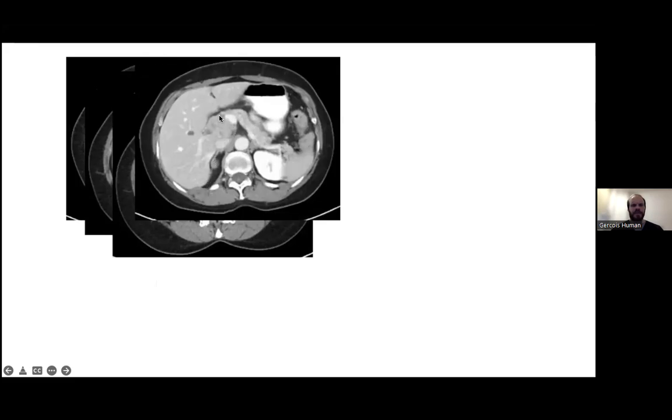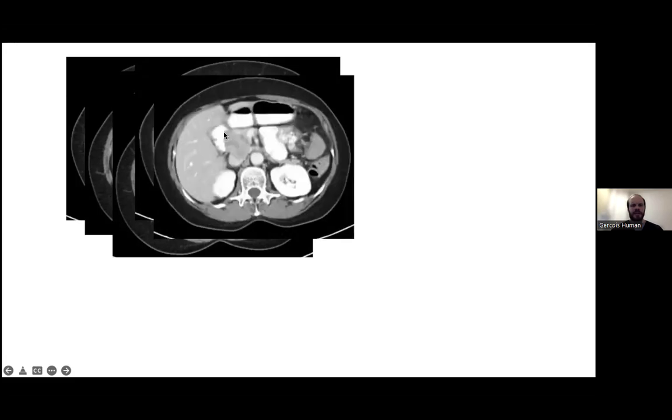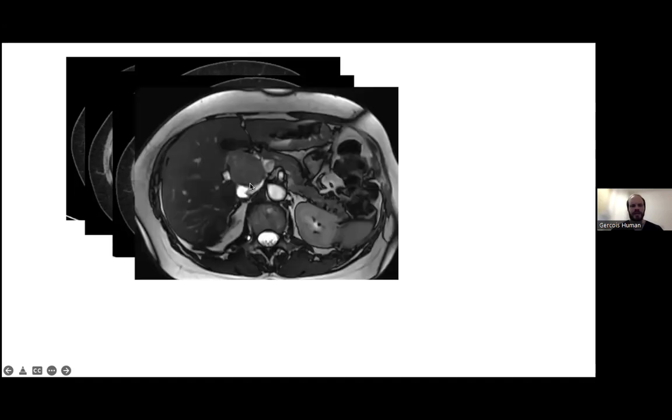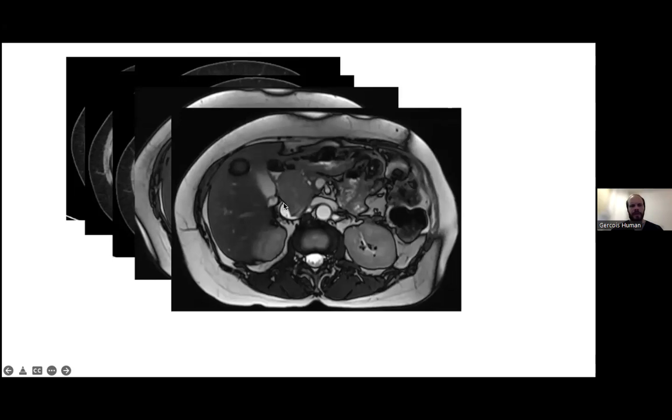In the portovenous phase, it just becomes isodense to the liver, so it wasn't really hyperenhancing. And on MRI, it's also low signal intensity. You can appreciate some heterogeneity, but it remains well circumscribed and compresses or displaces the structures surrounding it.